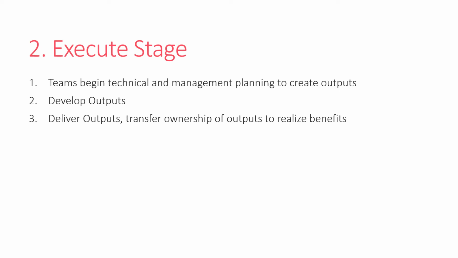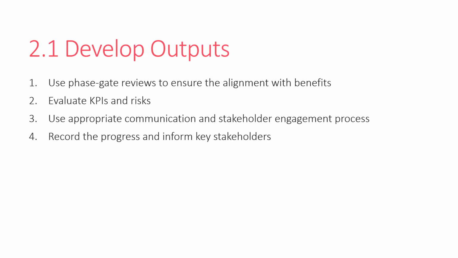Let's come to the execution stage, right? The second stage in the BRM framework is the execution. This is the stage at which the teams begin the technical and management planning to create outputs, right? Once you authorize the projects and programs, teams begin their technical and management planning. Two important activities in the execution stage are developing the outputs and delivering the outputs. Once you deliver the output, you can transfer the ownership of outputs to realize the benefits. You can transfer the ownership from the projects to operations so that they will continue business as usual, right?